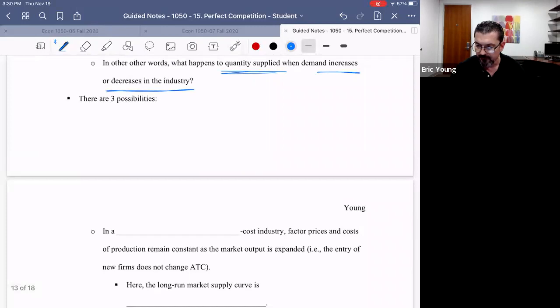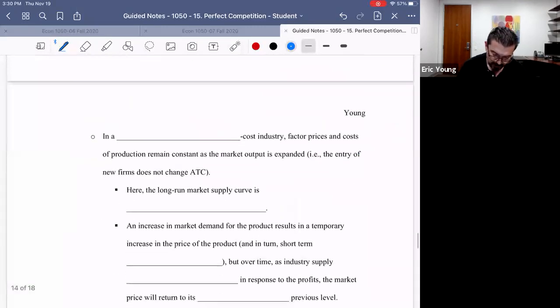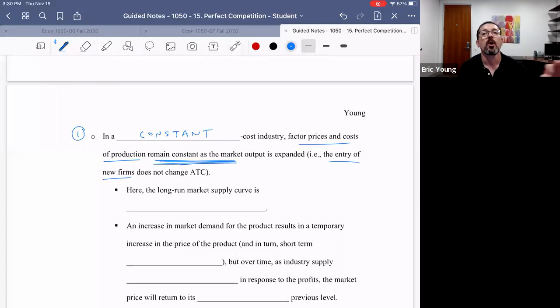There are fundamentally, my friends, three possibilities. Possibility one, in what we call a constant cost industry, the factor prices and the cost of production will remain constant even as market output is expanded. In other words, the entry of new firms will have no impact on the ATC curve. This is going to occur when the entry of new firms really doesn't have a marked or important influence on resource availability and pricing.